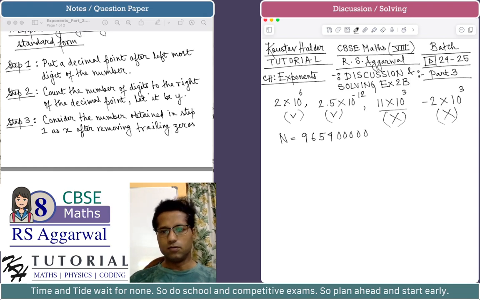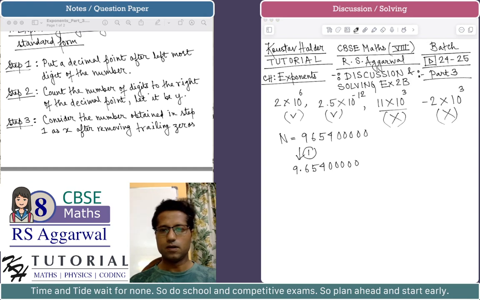So, how do we convert this very large number to the standard form? Step 1 says put a decimal point after the leftmost digit of the number. After step 1, the leftmost digit in this number is 9, so I will put a decimal point after 9. After step 1, I get 9.654 and 5 zeros.